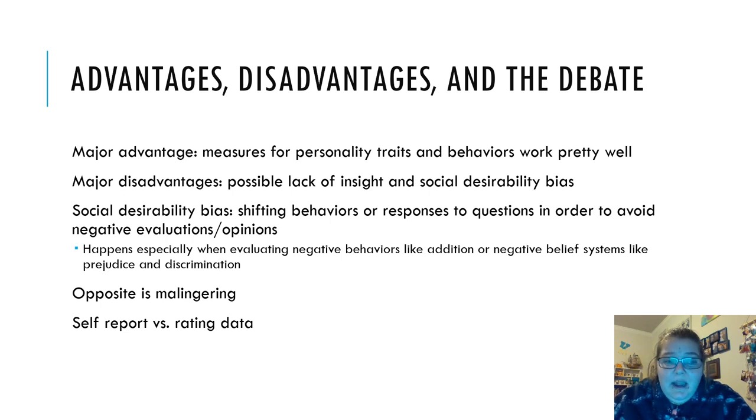So the big debate is self-report versus rating data. Self-report is where someone reports things about themselves. Rating data is where you find people who know this person and you have them provide evaluations of them, which has the exact same disadvantages as self-report measures, with the added pain of trying to track people down that know your participant. So either way, it's not great, it's not ideal, but we gotta take what we can get at this point.